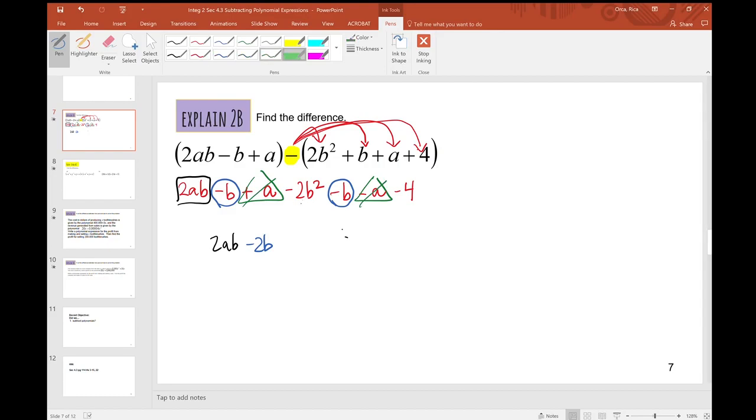negative 2b squared. Well, I can't combine that with anything else, so I'll go ahead and write negative 2b squared. And finally, we have that minus 4 that we can't add to anything else. So go ahead and just drop that down. Our final answer is 2ab minus 2b minus 2b squared minus 4.